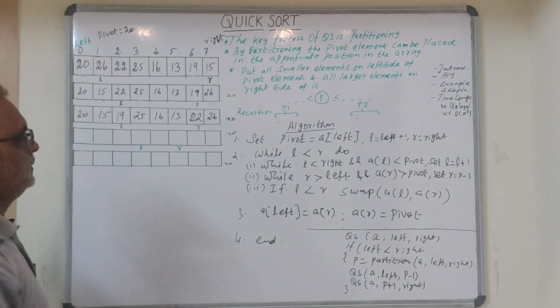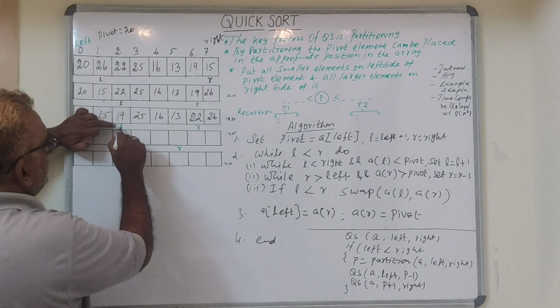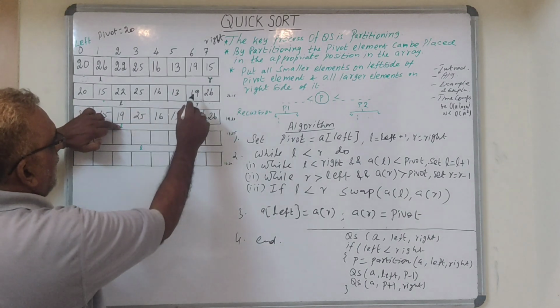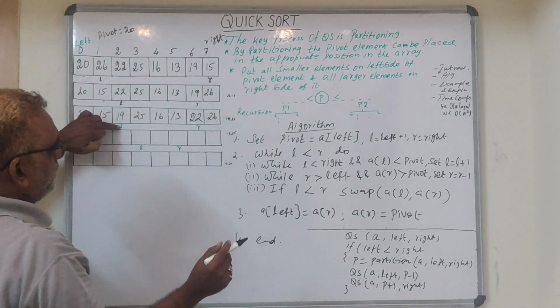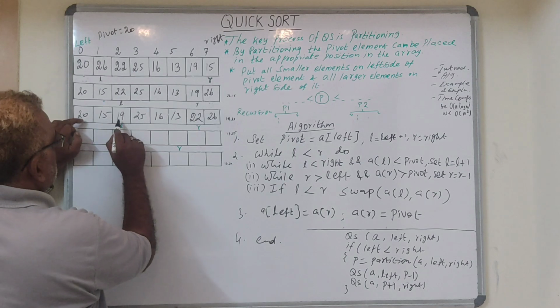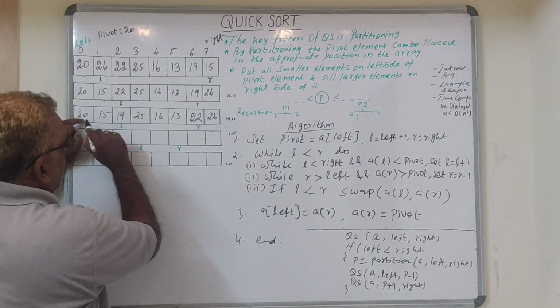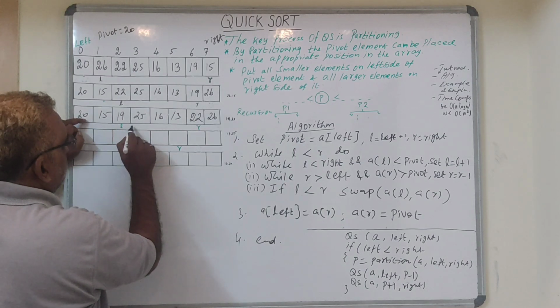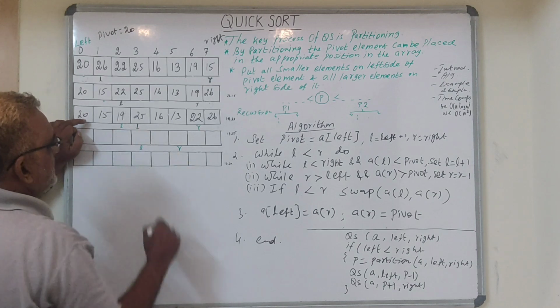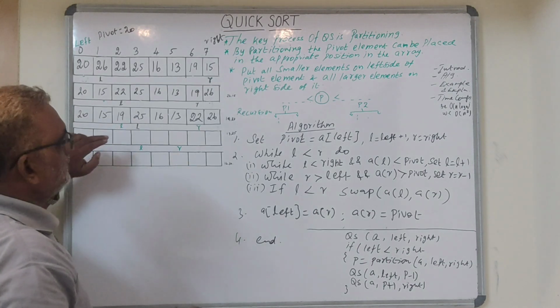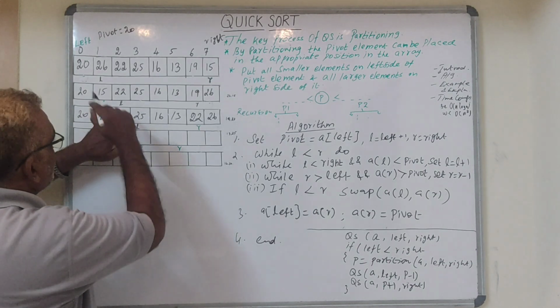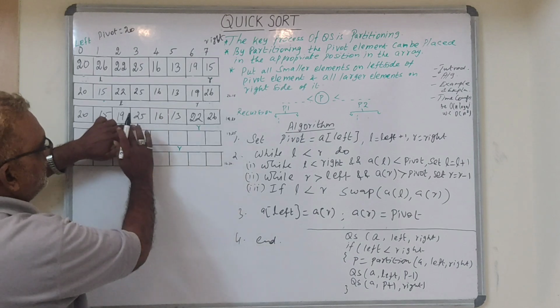Is that clear? So now the current position of the pointer, that is L, is here and R is here. Check the value, that is 19. Is 19 greater than 20? No. Increment the value of L. It is incremented. Go to the next level. Now 25, it is greater. So stop incrementing. Stop here.